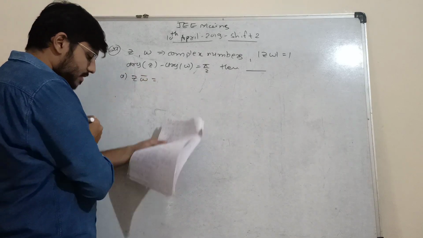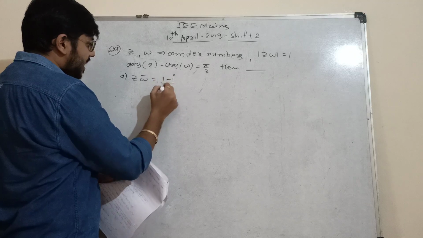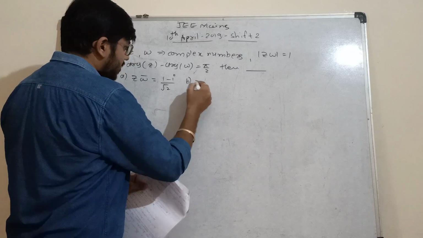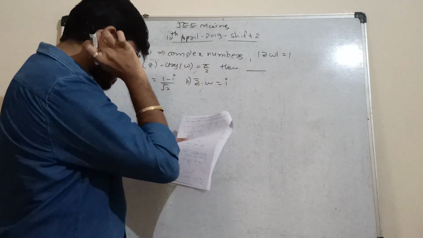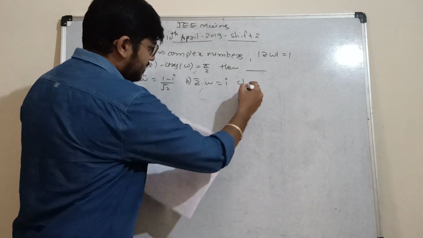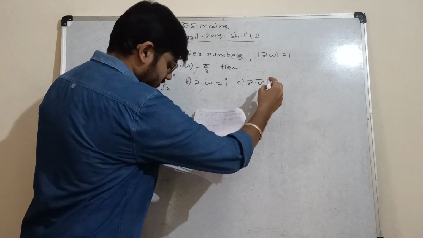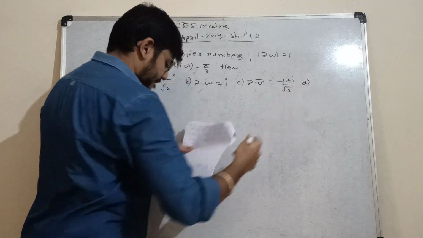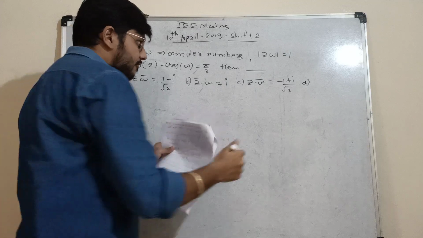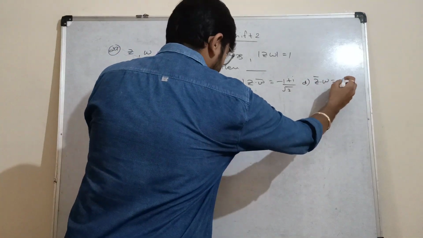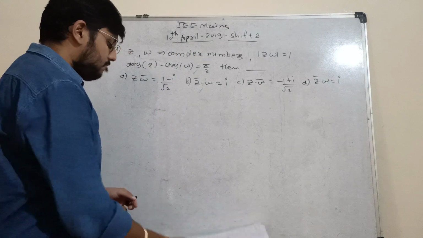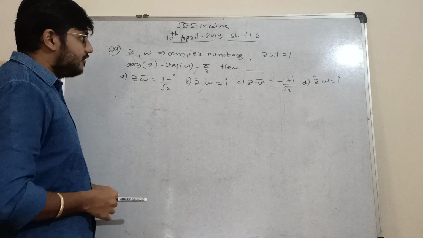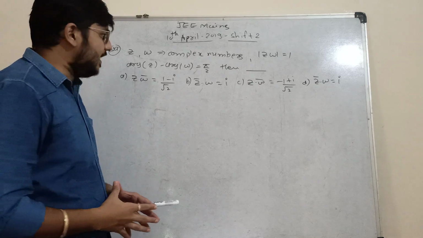Option A: Z into W bar equals (1 minus i) by root 2. B option has Z bar dot W equals i. C option has Z dot W bar equals (minus 1 plus i) by root 2. And in D option, we have Z bar dot W equals i. Okay, so this is a kind of important question from complex numbers, right?